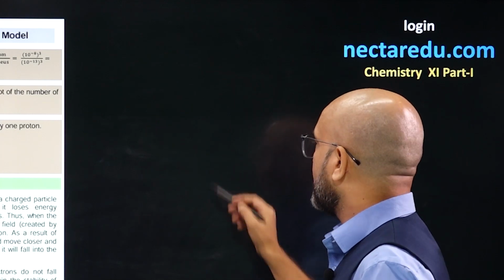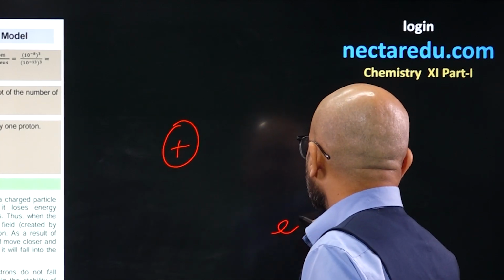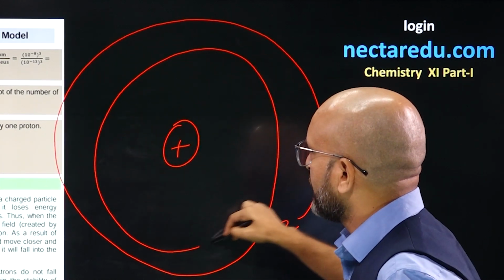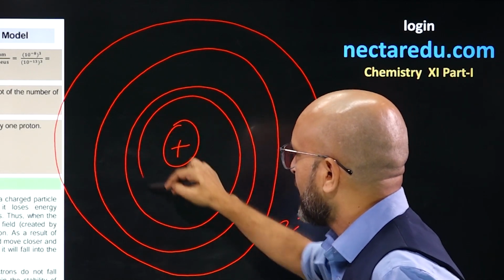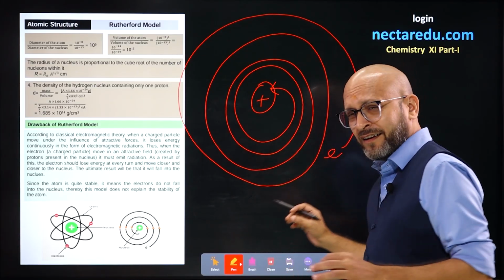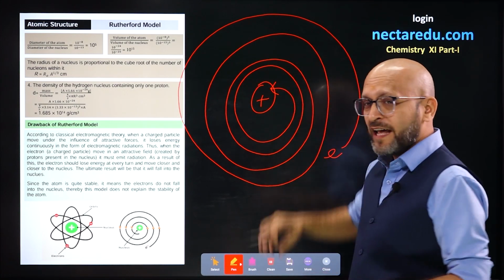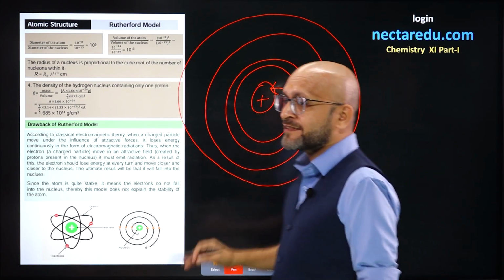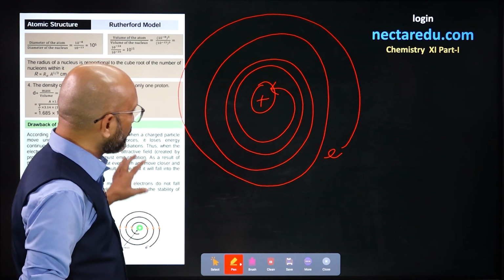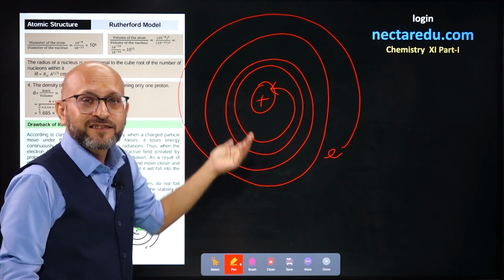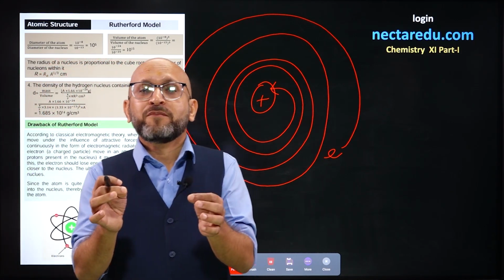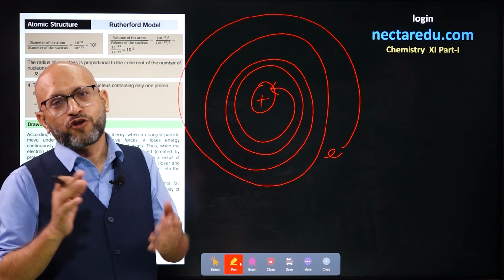So if initially the electron started from here, it will take a bigger circle, then it will emit energy, it will take a smaller circle, and finally it will collapse inside the nucleus. So what do you get? The electron is collapsing into the nucleus. That means the atom is getting destroyed. But the atom is a completely stable thing. But according to Rutherford's theory, the atom is not stable. So that was the drawback. Rutherford could not explain the stability of the atom.